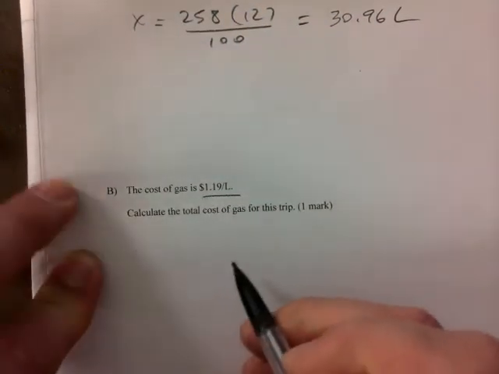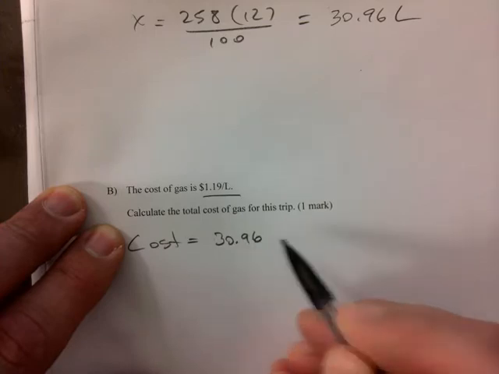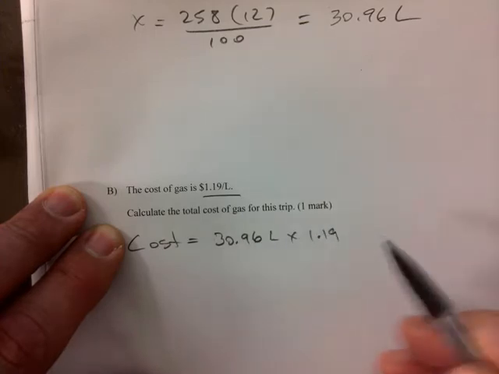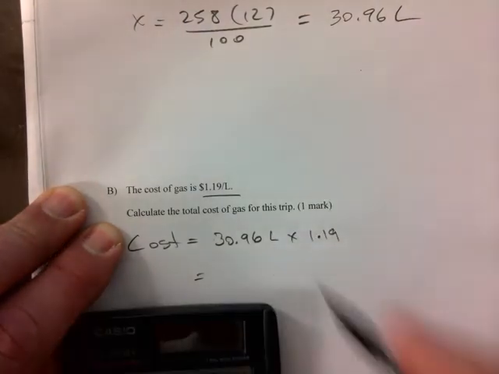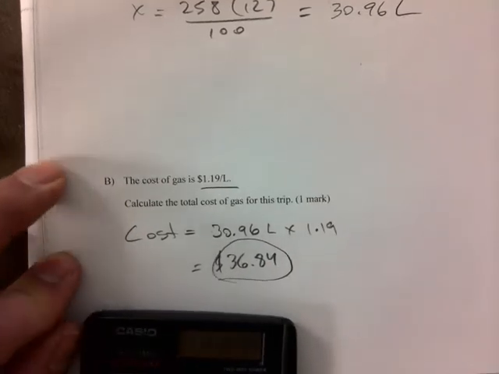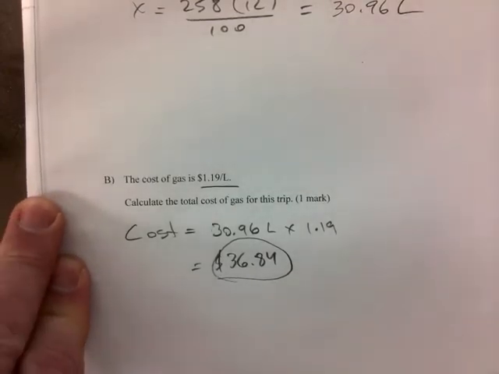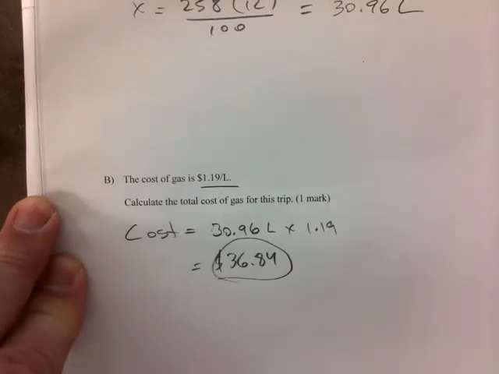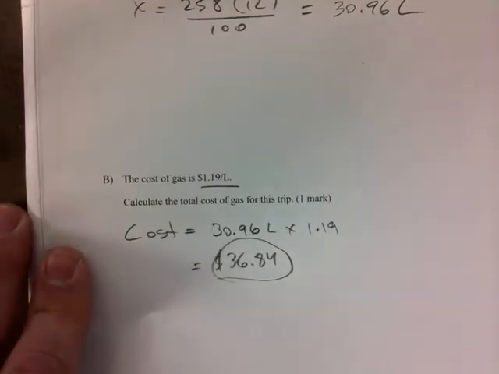The cost of gas is $1.19 per liter. Calculate the total cost of the trip. You take the liters that you need. You multiply it by 1.19 in this case. That's $36.84. That's what they want there. 1 mark for that. All of this is in the booklets that I'm giving you. Next page.